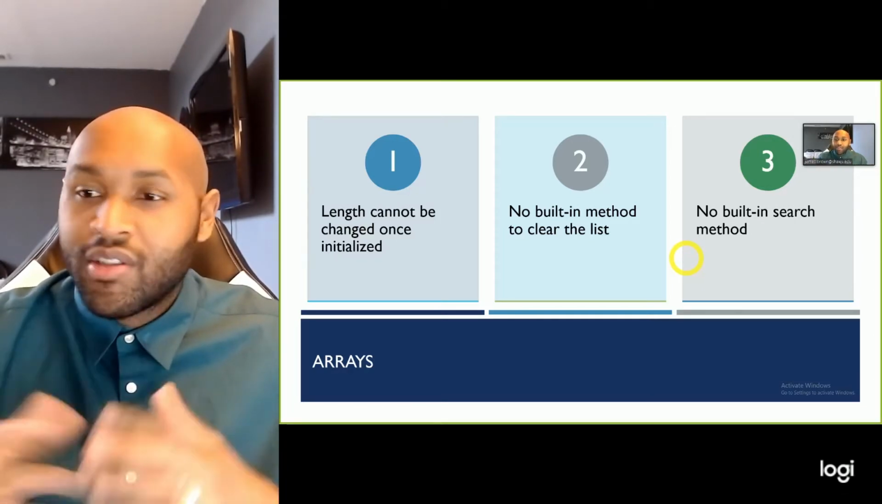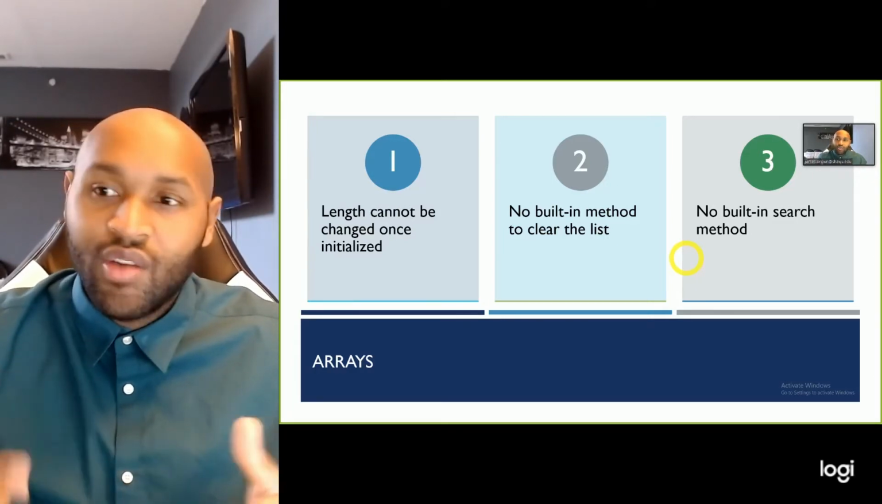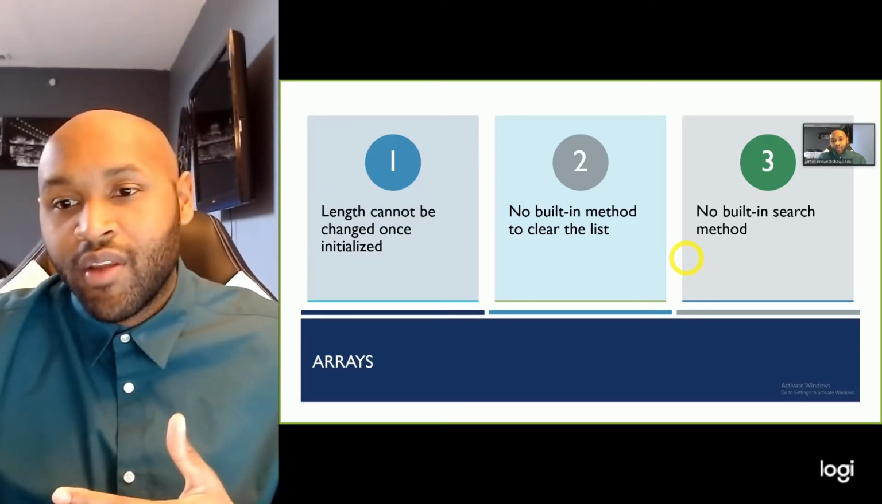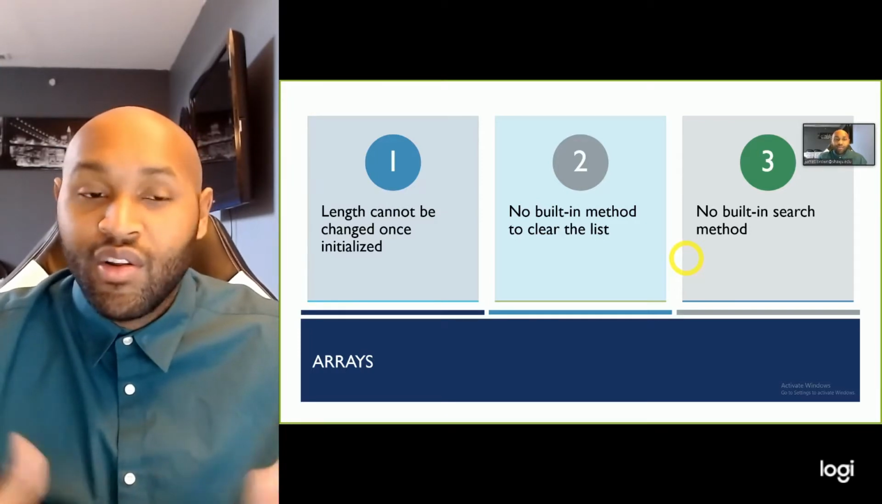There's no built-in method to clear the list, right? You'd have to go through each one individually and set it equal to 0 or empty string. And there's no built-in search method. So we just did the search. We had to create that for loop and look through our entire list.